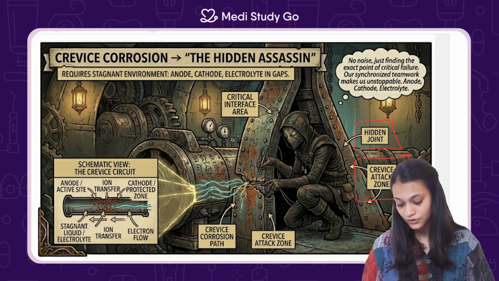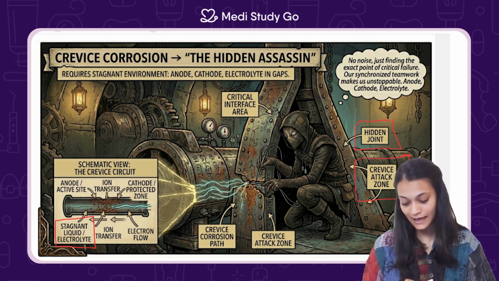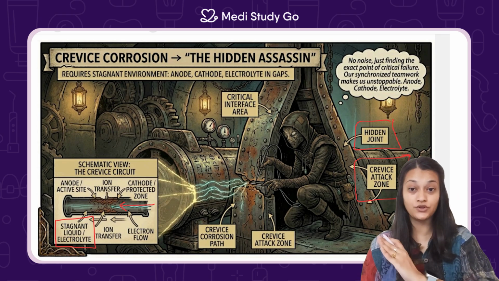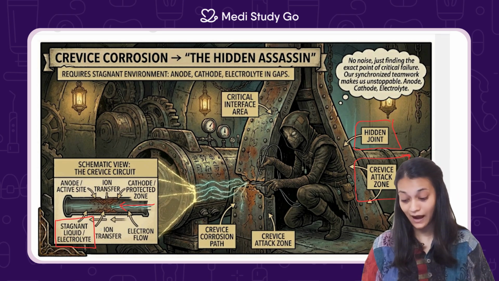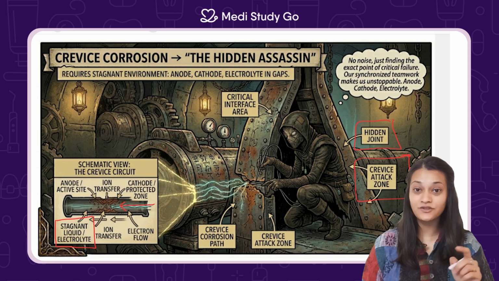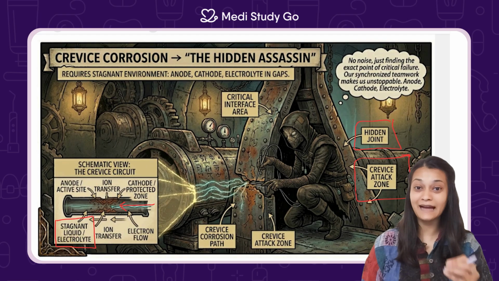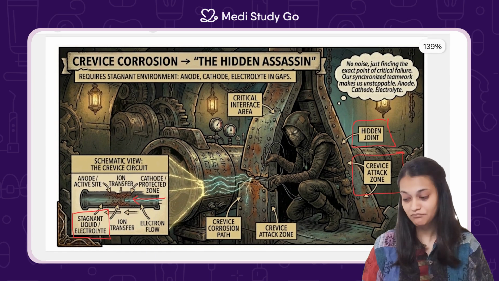Anode will be formed due to the stagnant electrolyte and cathode will be the one that's going to be protective. There is going to be the flow from cathode to anode, which will lead to ion transfer. And this ion transfer will make a circuit. And this circuit is going to lead to corrosion and degrading of the entire material.